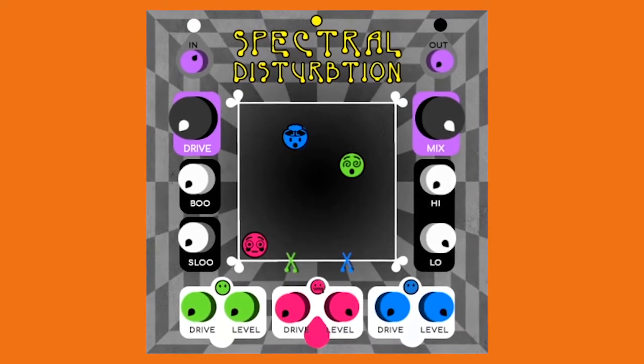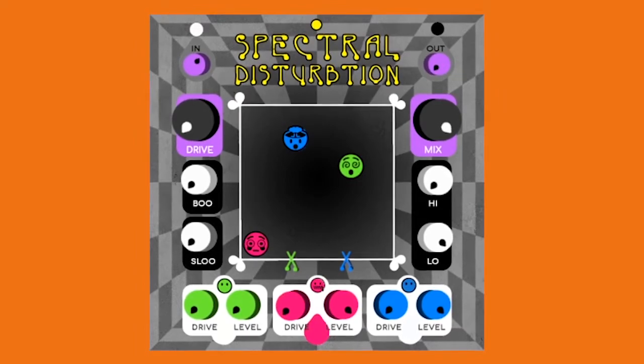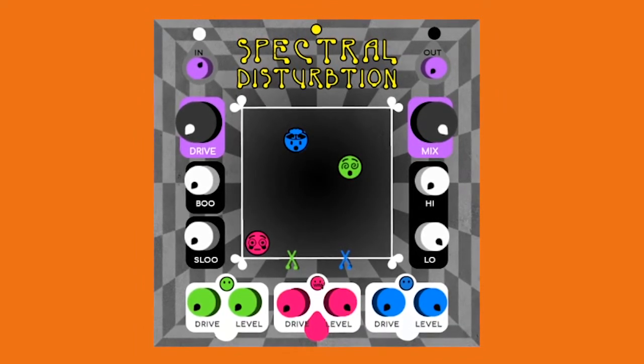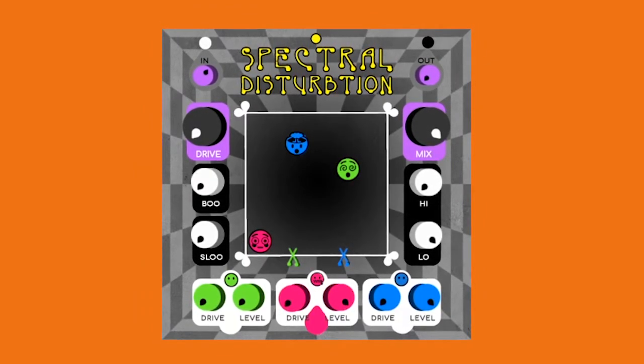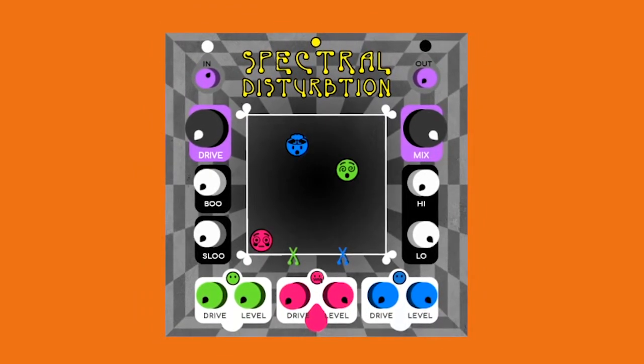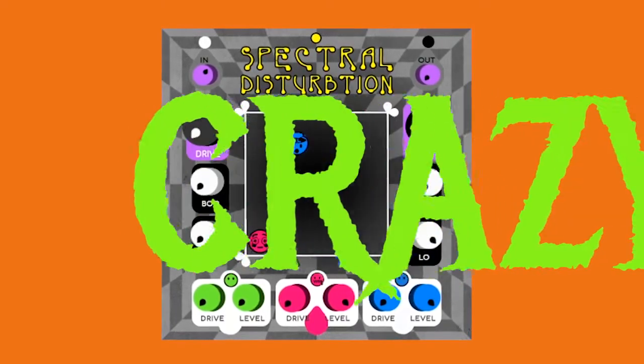This is our new distortion plugin, Spectral Disturbtion, and it does a little magic trick that I'd like to take a moment to show you. Now, it's a noisy and gnarly distortion effect when you put a normal signal through it. It sounds really nice, but things get really weird when you put a pure sine tone through it.